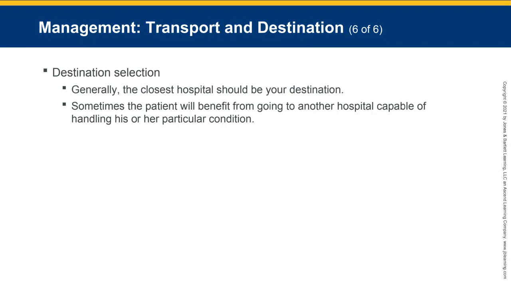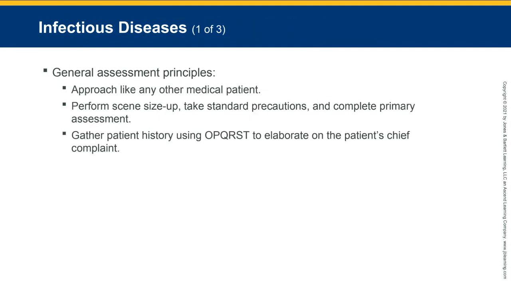Now, destination selection. Generally, the closest hospital should be your destination. The closest hospital that has the resources to treat medical emergencies. Sometimes the patient will benefit from going to another hospital capable of handling his or her particular condition. And that is the management phase. Now let's look specifically at infectious diseases. And this is the last part of the chapter.